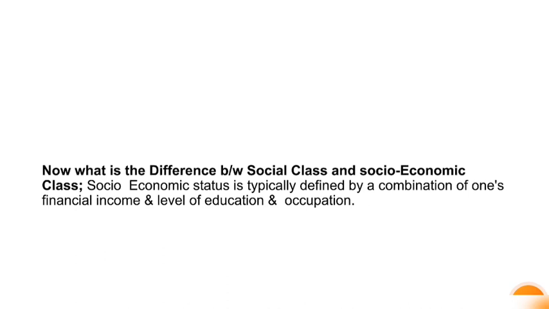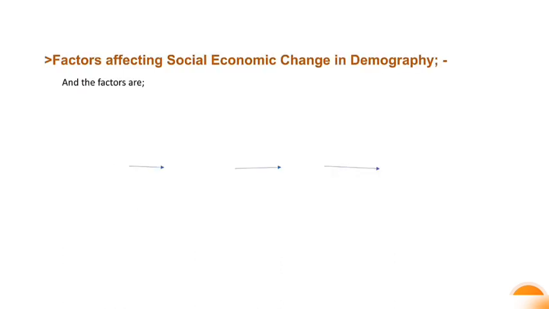Now, what is the difference between social class and socio-economic class? What you have to write in your answer is the basic difference between social class and economic class. Socio-economic status is basically defined by a combination of one's financial income, level of education and occupation, whereas there are some factors which affect socio-economic change in demography. Now we have to discuss these factors, what kind of factors affect socio-economic change in demography. Here is the main thing.